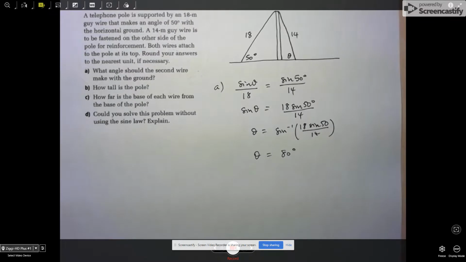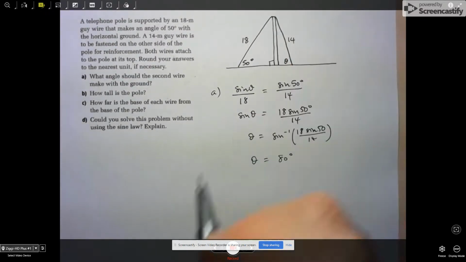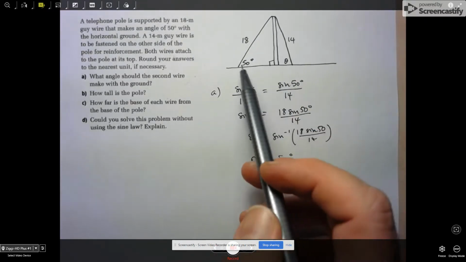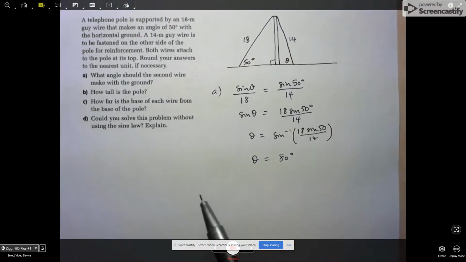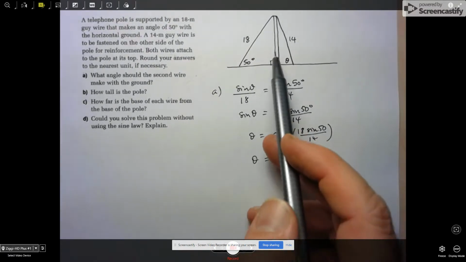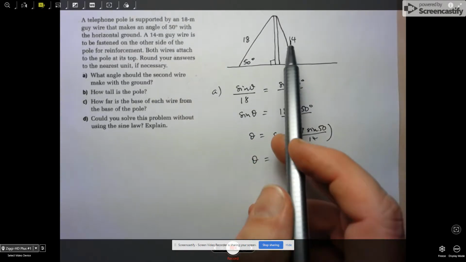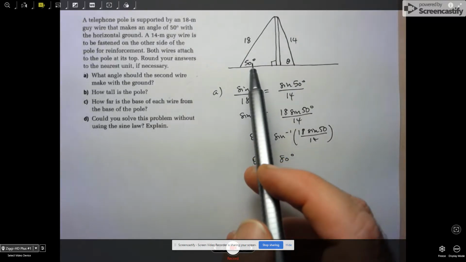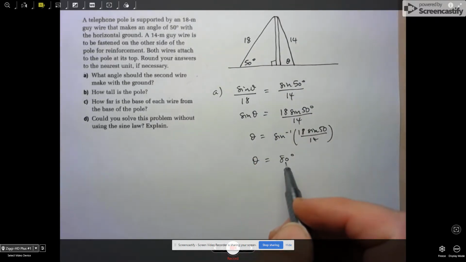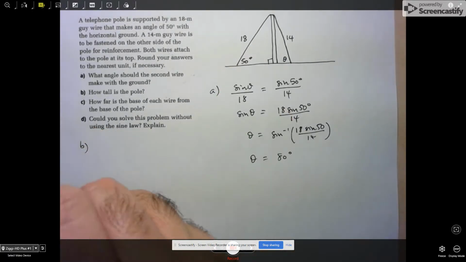Second part of the problem is how tall is the pole? Now you'll notice here that the pole, because we assume the pole is going to be at a 90-degree angle to the ground, okay, actually forms 2 right-angle triangles. So I don't need to use the sine law here. I can use one of my primary trig ratios. So I could use either one of these triangles because I have an angle in both, now that I know theta, and I have a side length in both. However, I'm going to use the left-hand one because I'd much rather use exact answers than this here, which was approximated. So for B, I'll use the left-hand triangle.